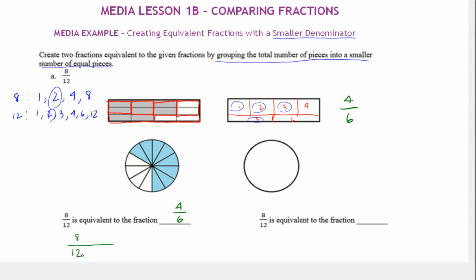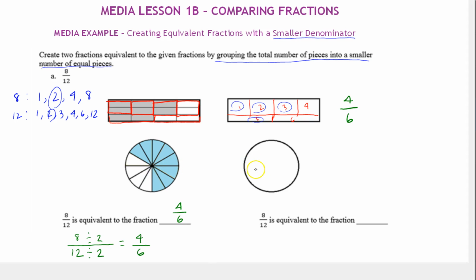Now let's look at this symbolically. What we did is we took all of the 12 pieces and we grouped them into pieces of size 2. So we could think of that as dividing by 2. And that also divided the 8 pieces into groups of 2. 8 divided by 2 is 4. 12 divided by 2 is 6. Okay. Let's look at the next one.